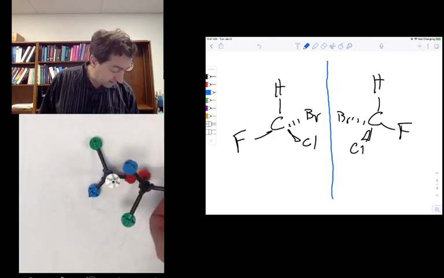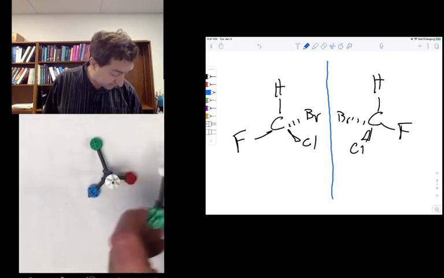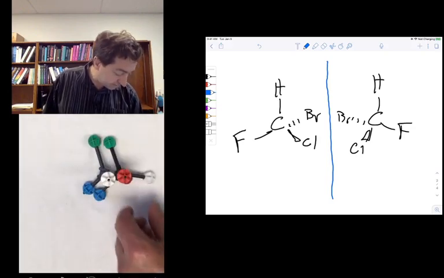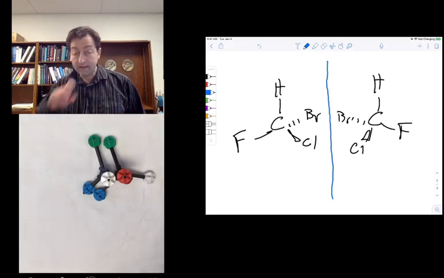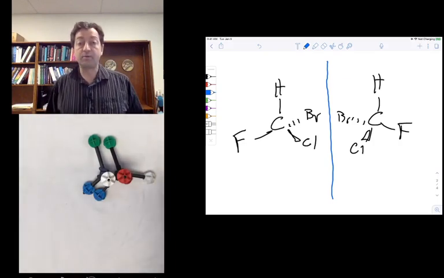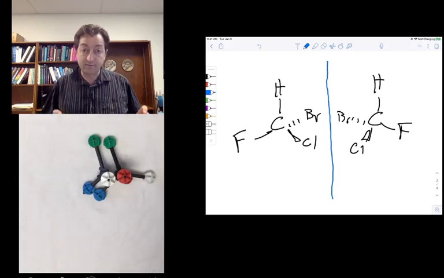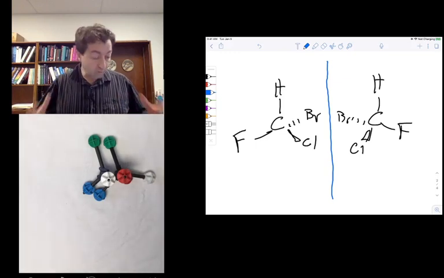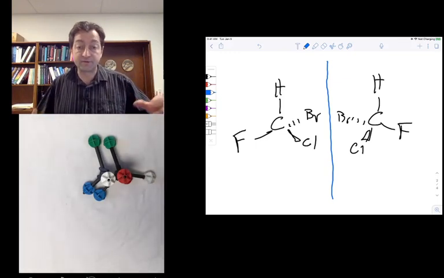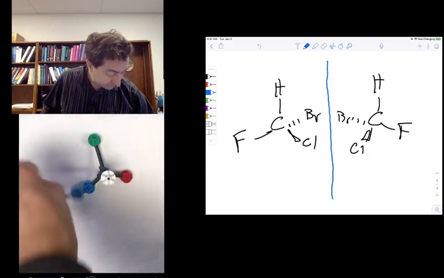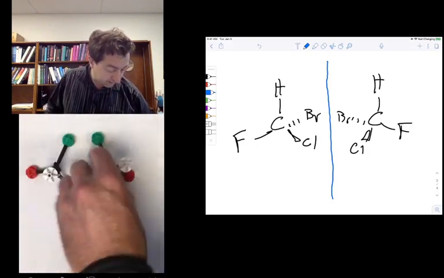I can flip them around so the blue and the green line up with respect to each other, but the reds and the whites don't line up with each other. And if you've got your model kit and you want to play along a little bit, you can do this and play around. If you've got 4 different objects, if you built them the right way, they won't line up no matter how you twist or turn them on the table. So these are non-superimposable mirror images.